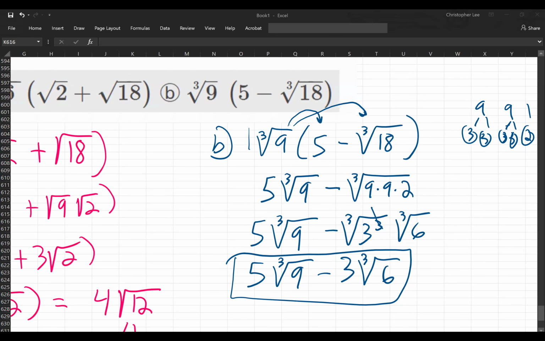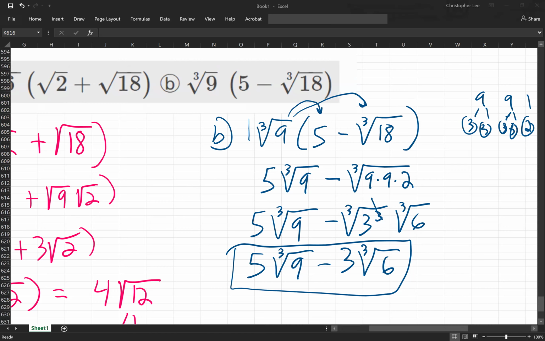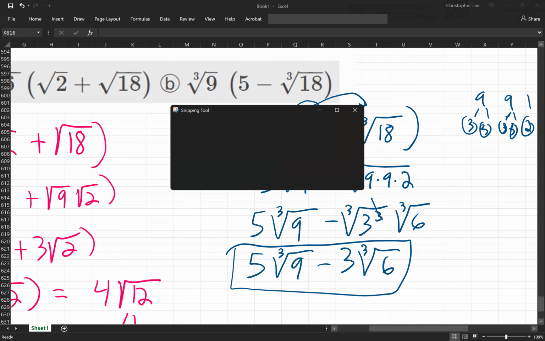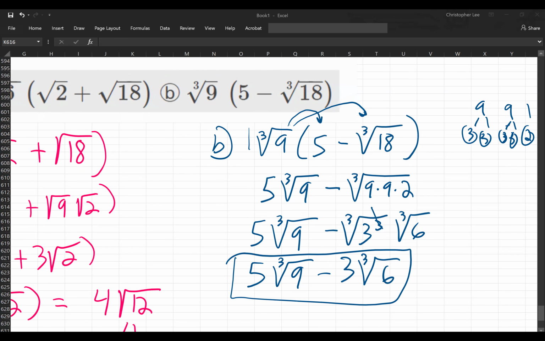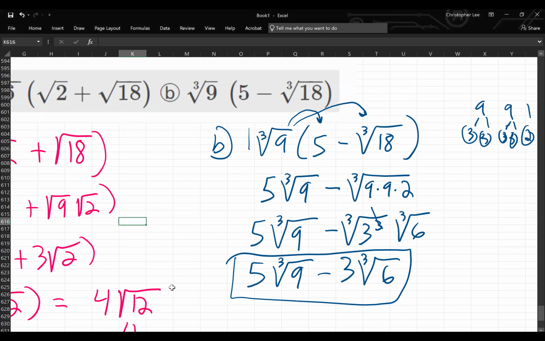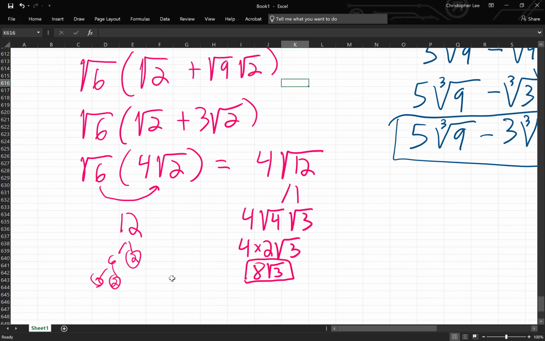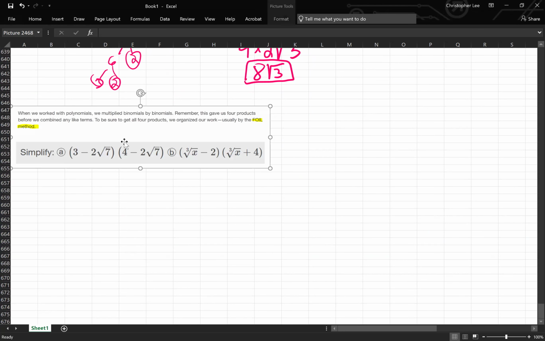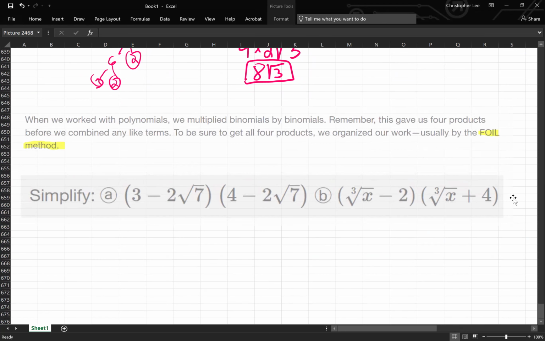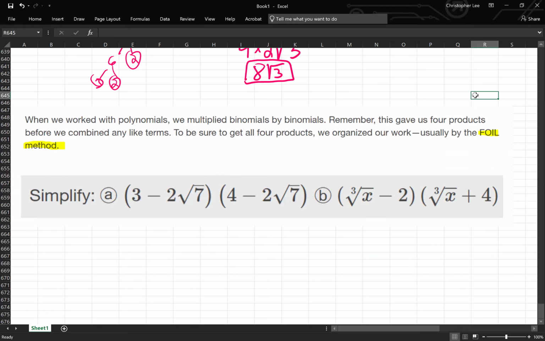I do have more to show y'all, like if you use your tricks, but as long as you know how to FOIL, you don't have to worry about the tricks. The FOIL method works for everything: first, outer, inner, last. So this one example will suffice for everything else that we didn't get to today.